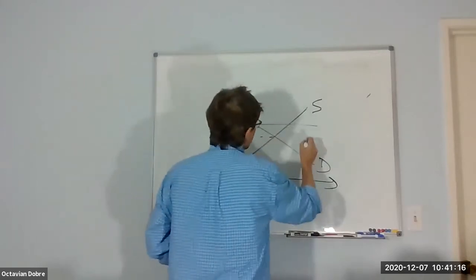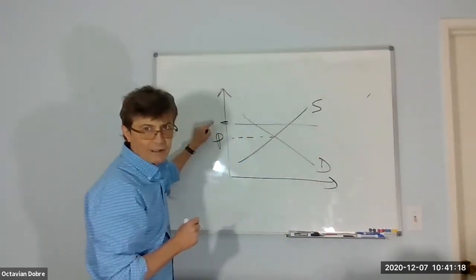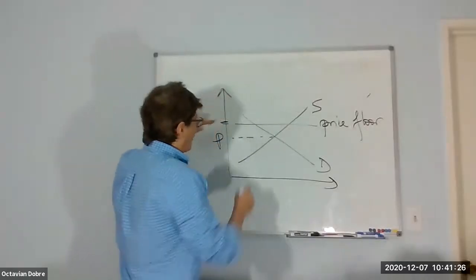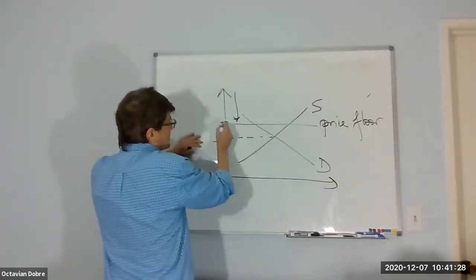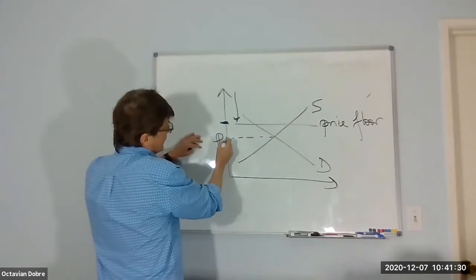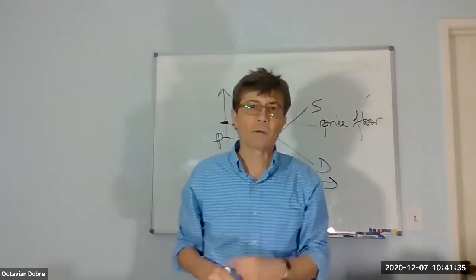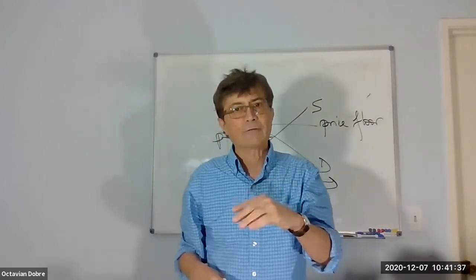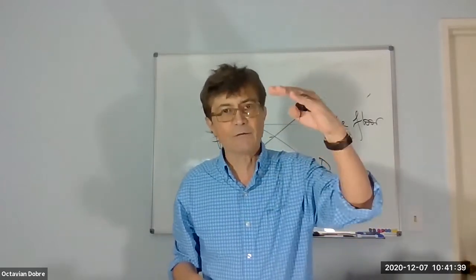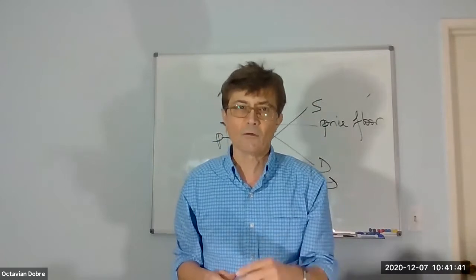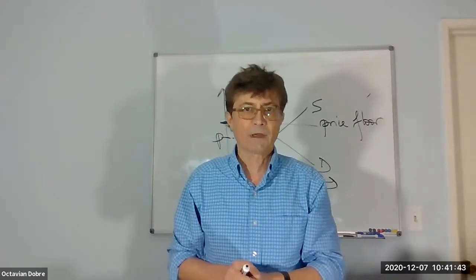Can anybody tell me what this is? A price floor or ceiling? Price floor. It's a price floor, exactly. Because the floor stops the price from going to equilibrium, and it stops it above equilibrium. So remember that a price floor goes above equilibrium and a price ceiling goes below equilibrium.